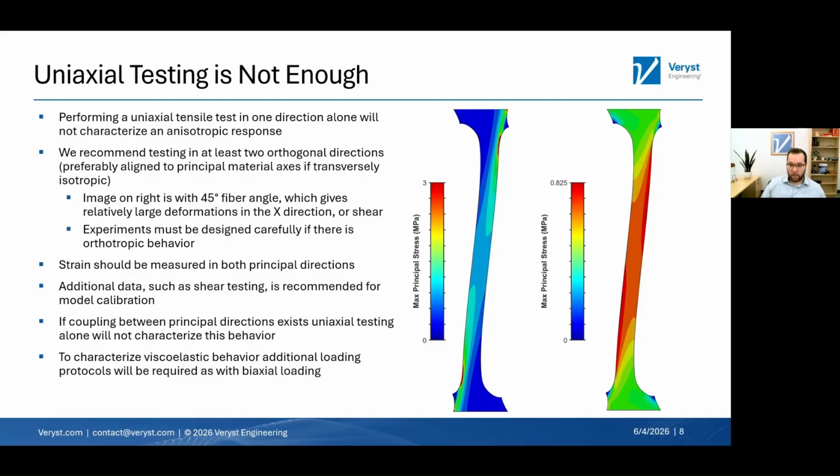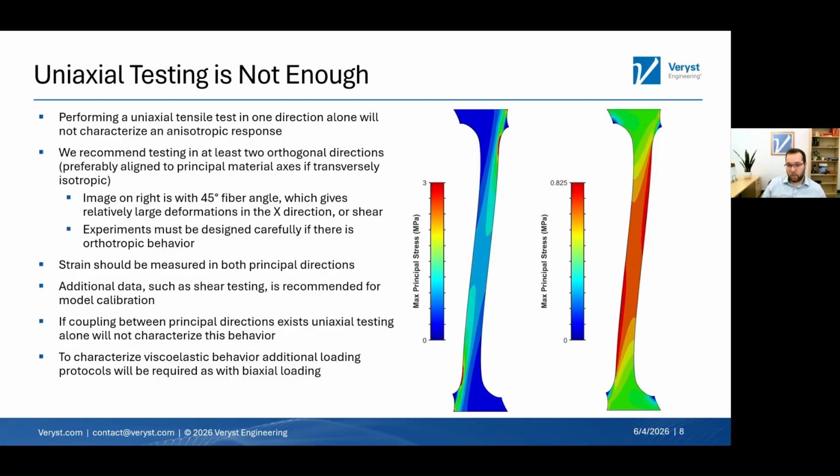And we can see that basically what's happened is that you've got some basic shear loading going on there and some large deformations that aren't along your test axis. And so it really shows how you have to be careful when you're orienting your sample for uniaxial tension. If you have orthotropic behavior, then you have to be even more careful.